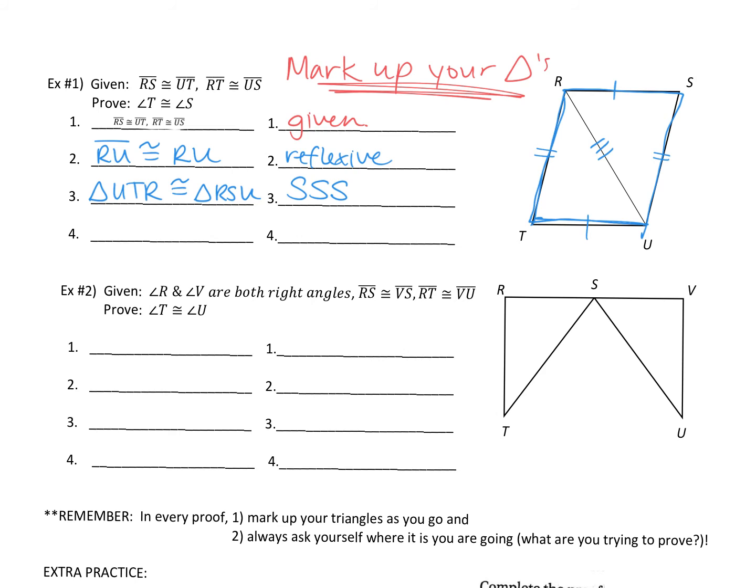Okay, so now how do I know what they asked me to prove? How do I know that T is congruent to S? CPCTC. If the triangles are congruent, then every piece of those triangles has to be congruent, including their angles.